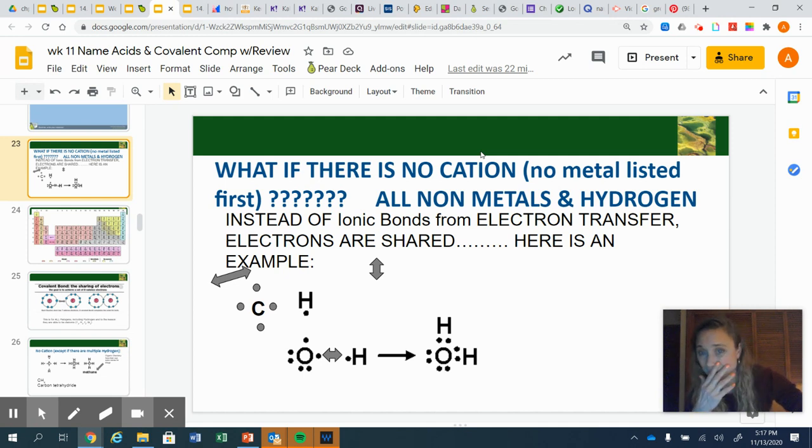in this compound, and maybe hydrogen. In this case, there's no electron transfer. This is not an ionic bond of a cation and an anion. Electrons are shared. Here's a common example: water.